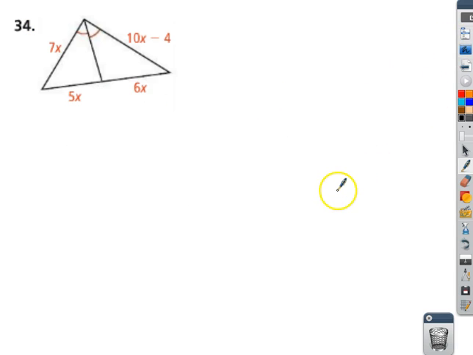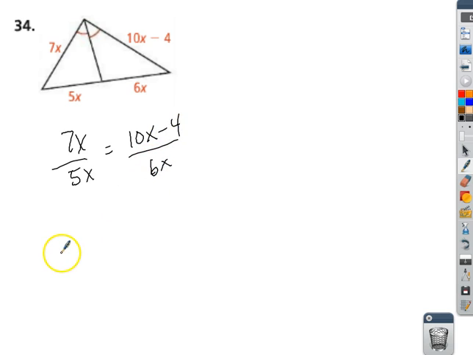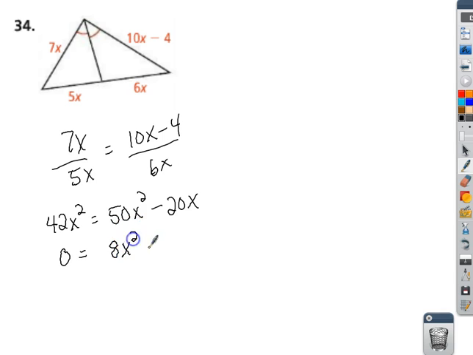Number 34. I'm going to set it up as 7x over 5x is equal to 10x minus 4 over 6x. I'll go ahead and quadratic this one, just to show you it can be done. So that'll be 42x squared is equal to 50x squared minus 20x. So I will go ahead and subtract 42x squared from both sides, putting a 0 on one side. So that's 8x squared minus 20x equals 0.